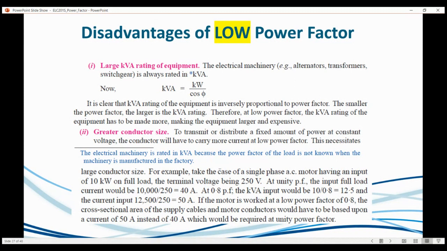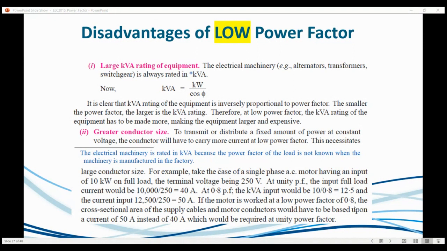So if you're running a motor inefficiently and the power factor is low, it will draw more current, and consequently it will consume more volt amps, or more apparent power. Does it make sense? You guys follow that logic? It basically increases the amount of supply required.